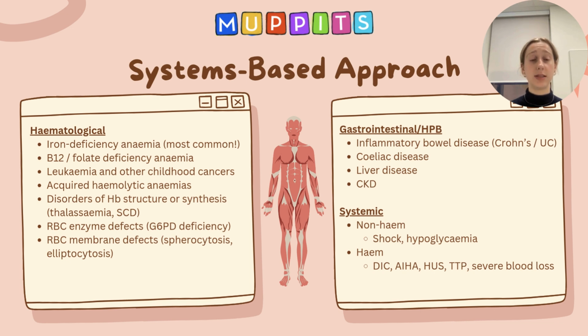And I broke up systemic causes into non-hematological. So these two causes are acute shock and hypoglycemia. And then hematological, for example, DIC, autoimmune hemolytic anemias, hemolytic uremic syndrome, thrombocytopenic purpura, and severe blood loss as well. For example, if that's from trauma.